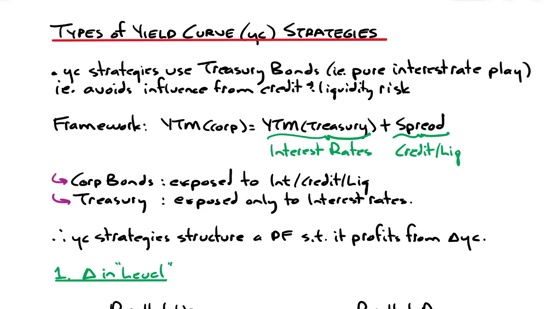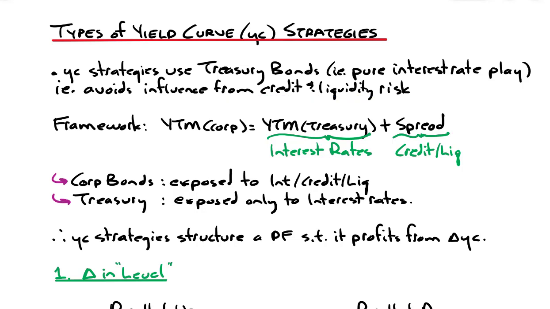Types of yield curve strategies. So when we think of yield curve strategies, we're only thinking about changes in interest rates. And therefore, we only use treasury bonds, because with treasury bonds, the only exposure you're going to get is to interest rates. And therefore, we avoid any exposure to things like credit and liquidity risk.